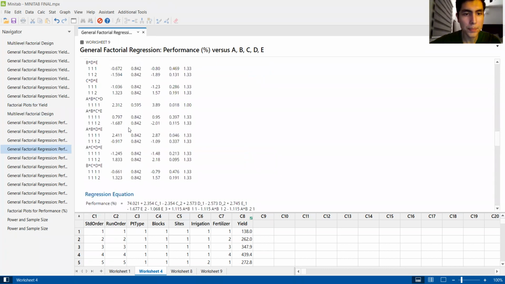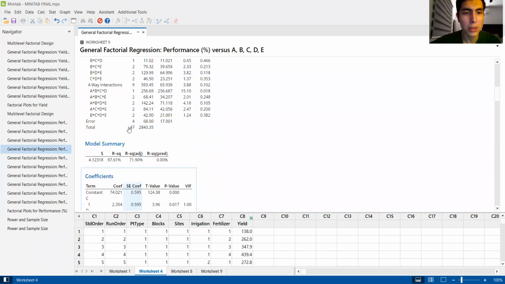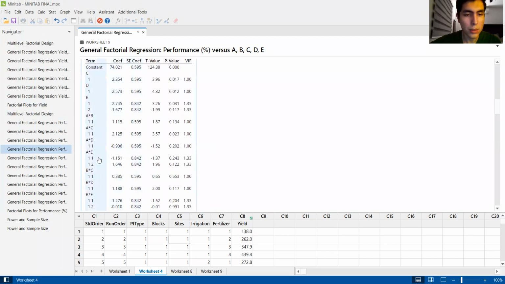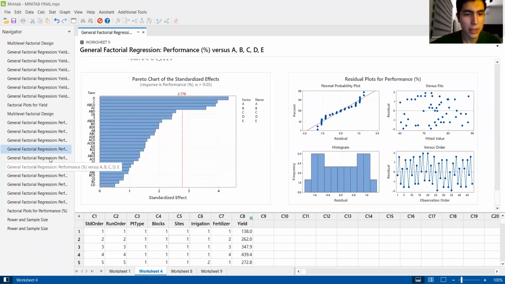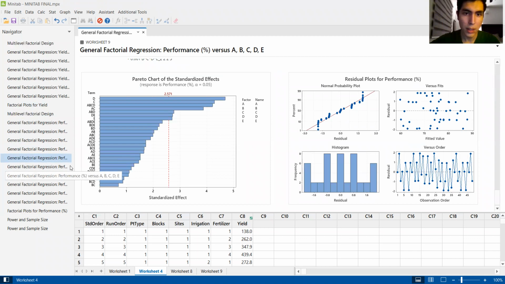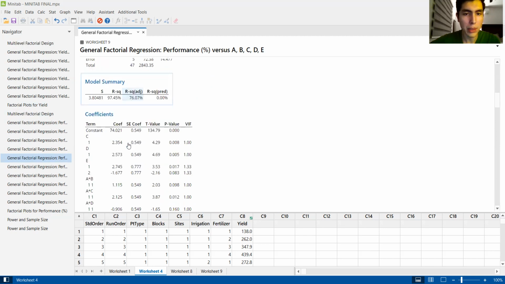Also, on this analysis, we don't see any unusual observations. So I did the analysis again. After taking out the C and D interaction, we can see that the R square and R square adjusted are higher than in the past analysis. We got an R square adjusted of 76.07% and an R square of 97.45%. So this means that by taking out this interaction, we are improving the model.